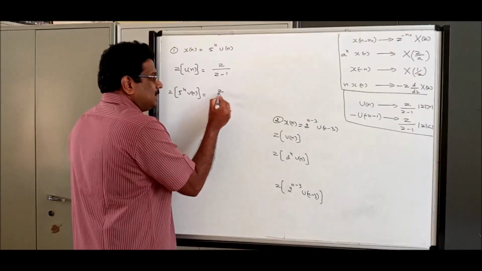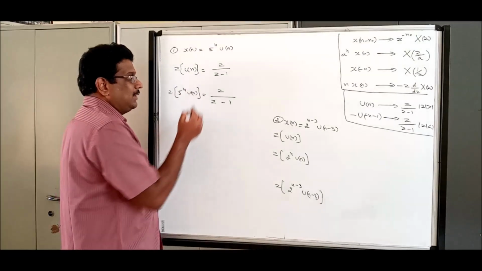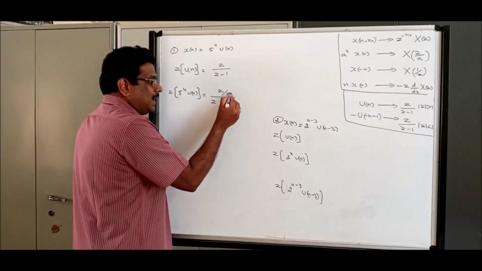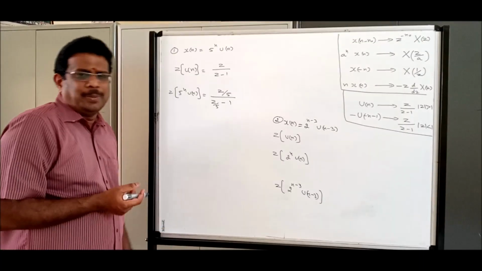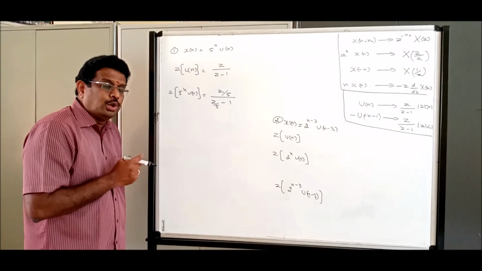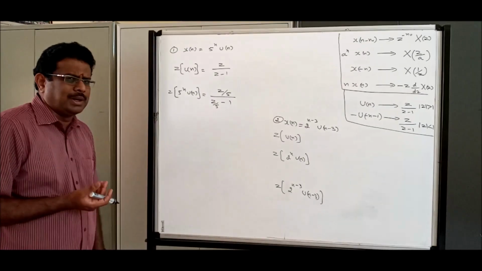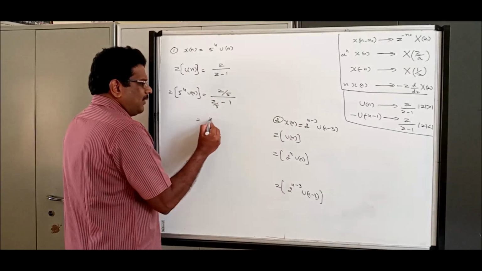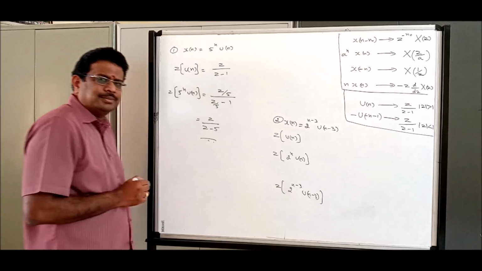Now, I am repeating the answer. The property says wherever there is z, make it z by a. Who is a here? 5. That's all the property. If you learn the property correctly, you should know how to implement that in the problem. That's how I implemented. I've done some simple mathematical analysis: multiply everywhere by 5. z divided by z minus 5 is the final answer.